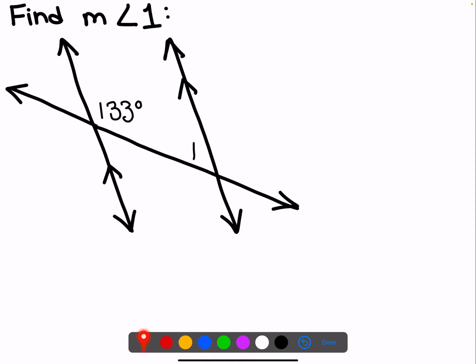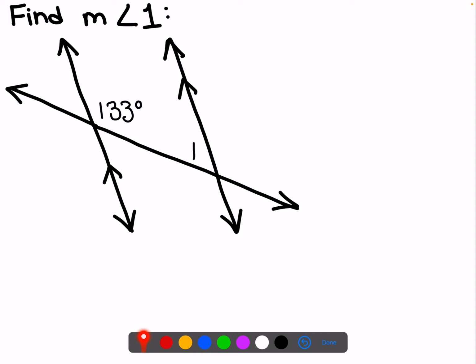Find the measure of angle 1. You can pause the video if you'd like to try this one out, and then I'll be posting the answer shortly for you. All right, so for this one, we know that we have 133 degrees, not for the measure of angle 1, but for this angle right over here. We want to find the measure of angle 1, and I see that the lines are parallel to each other.